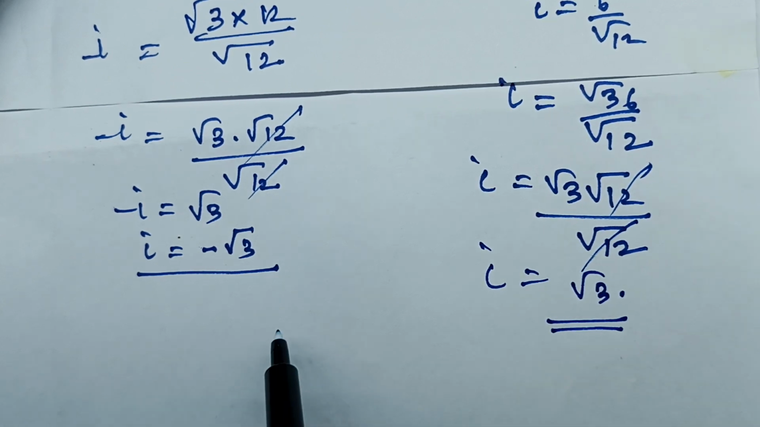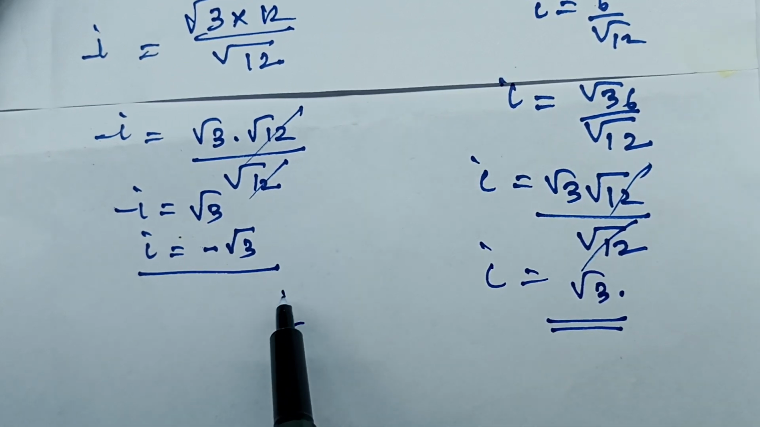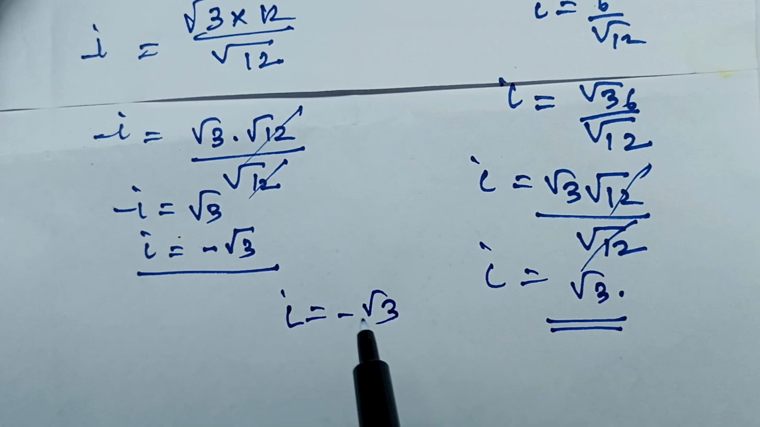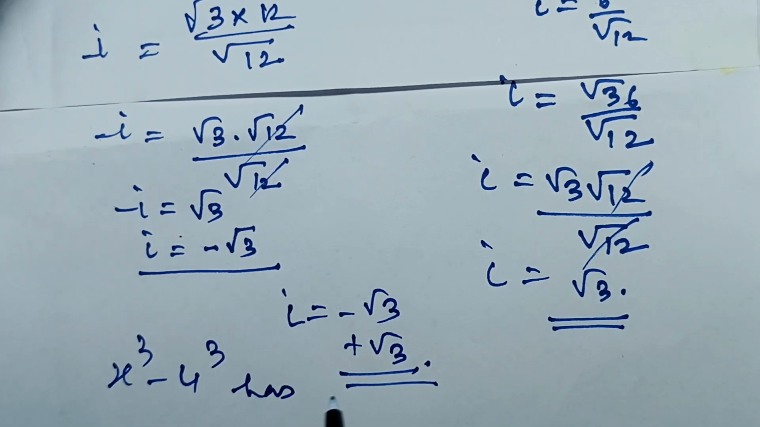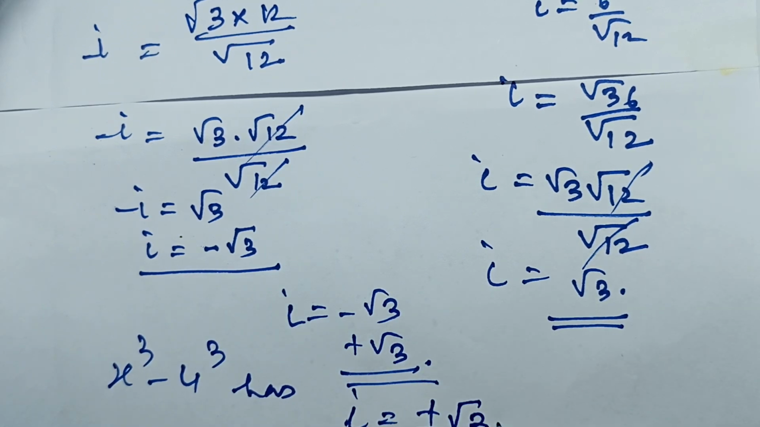So we got the value of i as minus root 3 and plus root 3. In this way, x power 3 minus 4 power 3 has 3 values, and i equal to plus or minus root of 3.